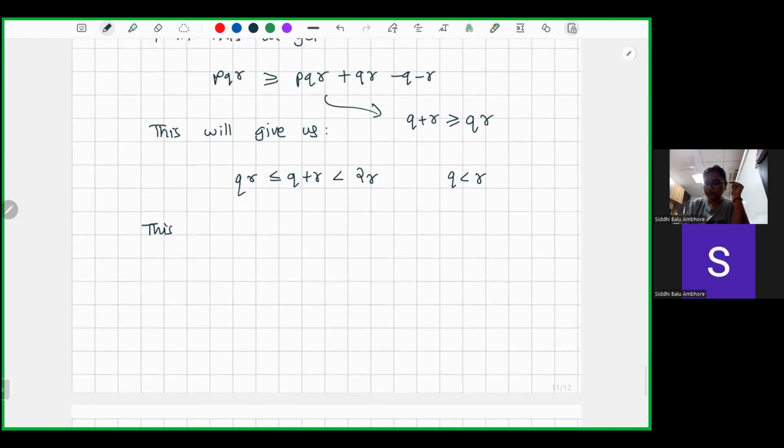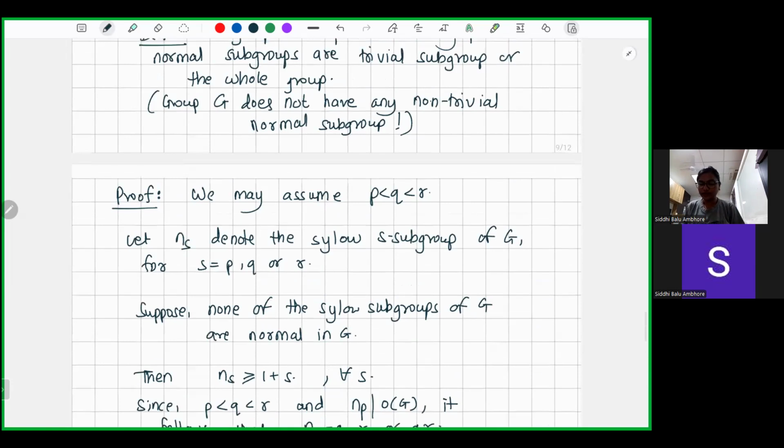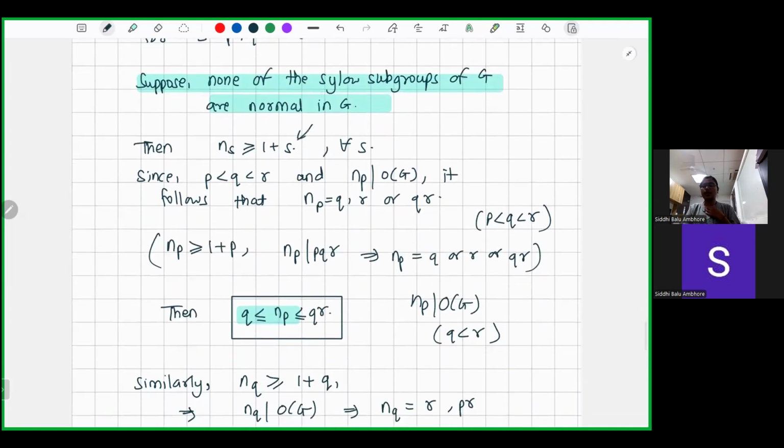And the moment I have this, QR is less than 2R. So this means that Q is less than 2. This is a contradiction because P, Q, R are prime numbers, and so all of P, Q, R are greater than or equal to 2. So this is the contradiction which we arrived at by assuming that none of the Sylow subgroups of G are normal. Using this, we have that ns is greater than or equal to 1 plus s and so on.